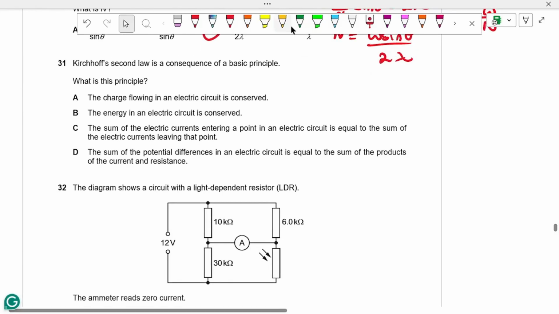Question 31. Kirchhoff's second law is a consequence of a basic principle. What is this principle? We have two laws derived by Kirchhoff. The first one, the first law, is conservation of charge. The second law is conservation of energy. So the correct answer is going to be B.